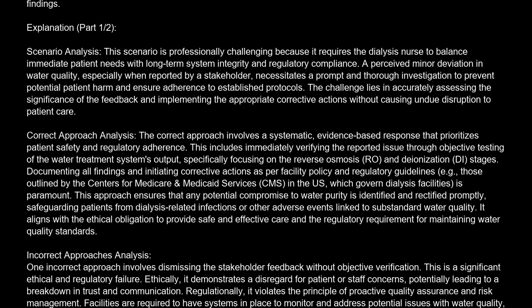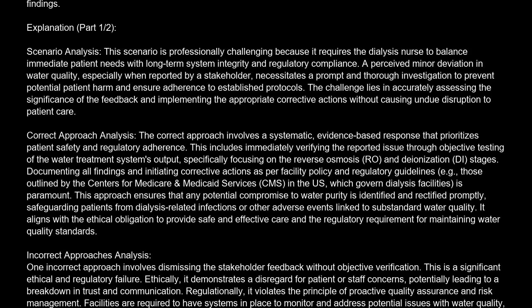The correct approach involves a systematic, evidence-based response that prioritizes patient safety and regulatory adherence. This includes immediately verifying the reported issue through objective testing of the water treatment system's output, specifically focusing on the reverse osmosis (RO) and deionization (DI) stages. Documenting all findings and initiating corrective actions as per facility policy and regulatory guidelines, e.g., those outlined by the Centers for Medicare and Medicaid Services, CMS, in the U.S., which govern dialysis facilities, is paramount.